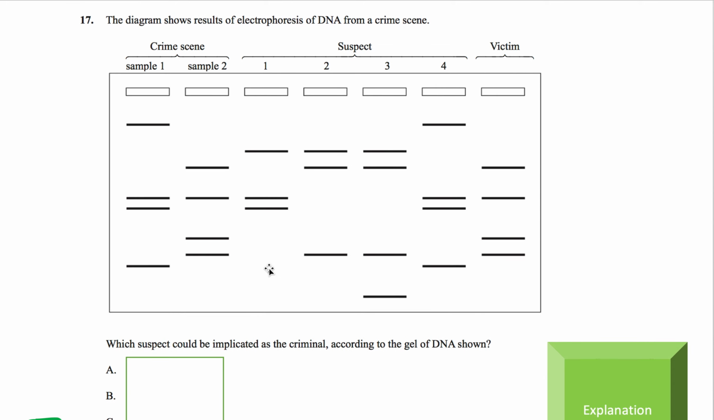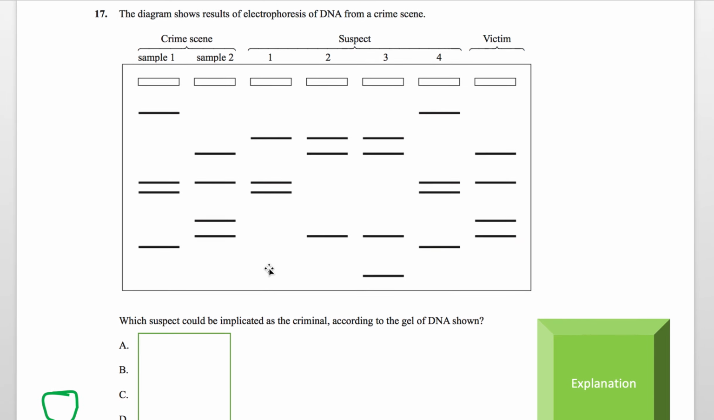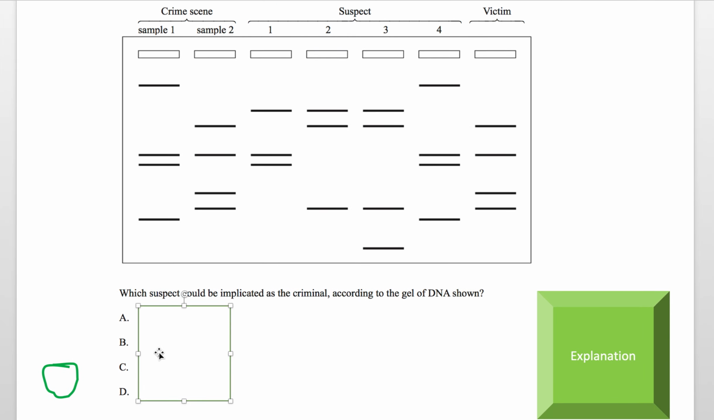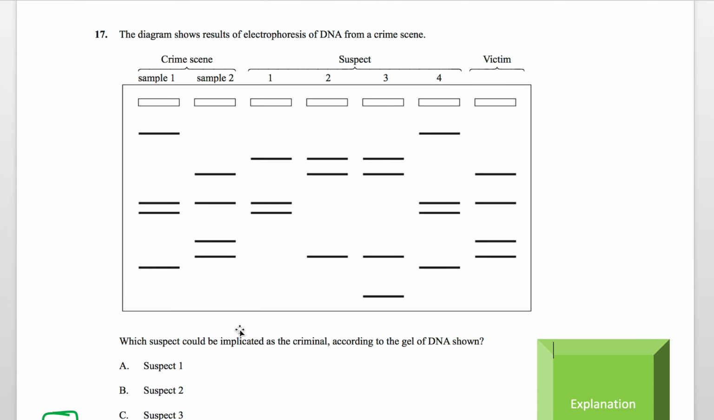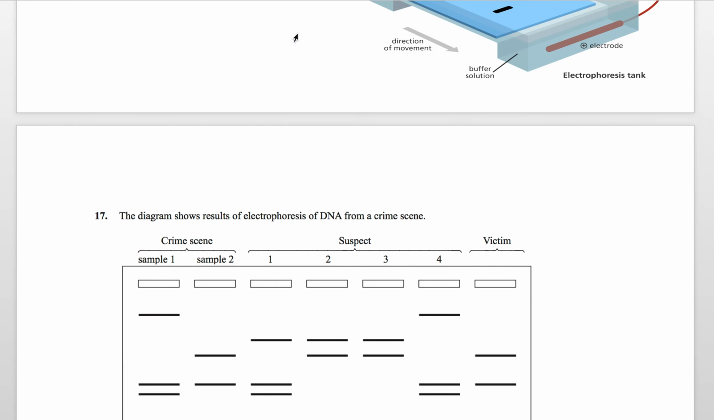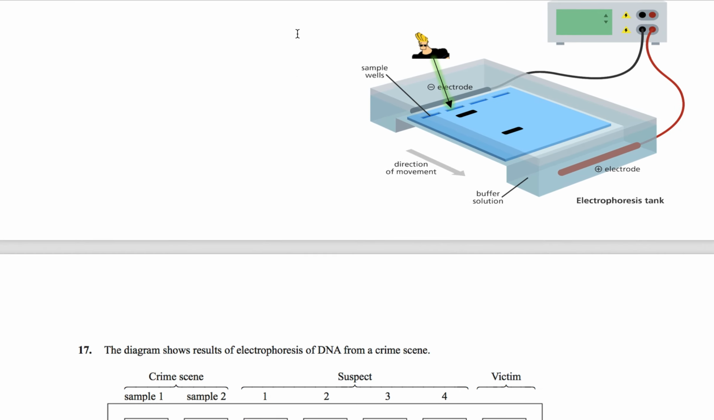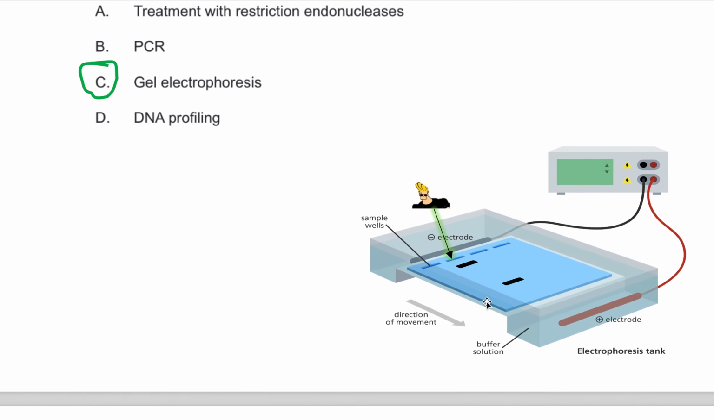So, this diagram shows. I'll first zoom out a bit and give you the answers so you can give it a go yourself. Okay, so the diagram shows results of electrophoresis of DNA from a crime scene. Electrophoresis, we just mentioned, is when you put DNA in this kind of situation, and the charge will separate the DNA on the different people.